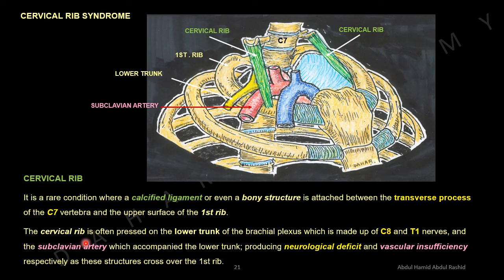The cervical rib often presses on the lower trunk of the brachial plexus, which is made up of C8 and T1 nerves, and the subclavian artery, which accompanies the lower trunk. So this ligament, the cervical rib, may press on the lower trunk together with the subclavian artery, producing neurological deficit and vascular insufficiency respectively as these structures cross over the first rib.